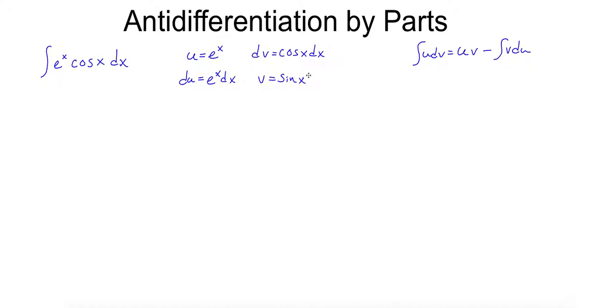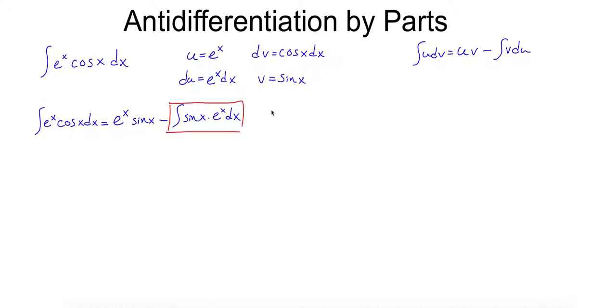We'll put that into our antidifferentiation by parts formula, and we get the integral of e to the x cosine x dx is equal to u times v, which would be e to the x sine x, minus the integral v du, so that's going to be sine of x times e to the x dx. Now we look at this part right here, and it looks like we're going to need to use anti-differentiation by parts again, just for that part.